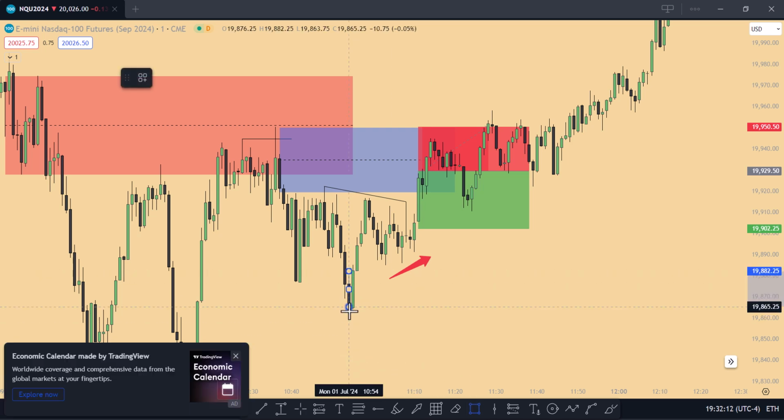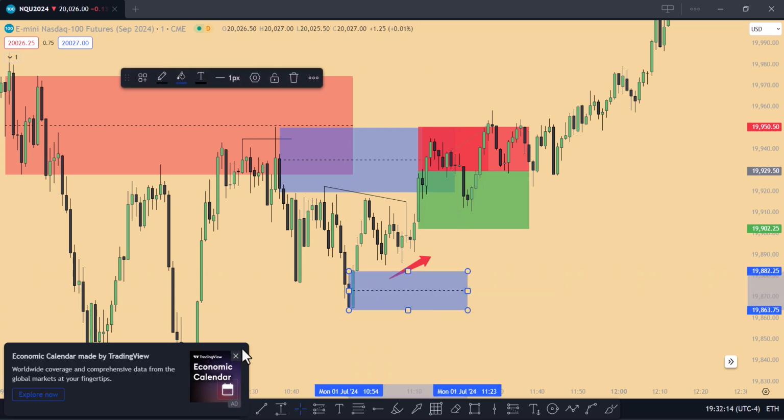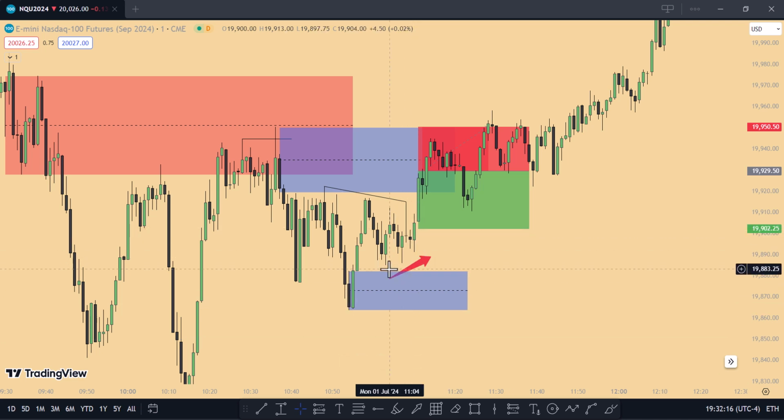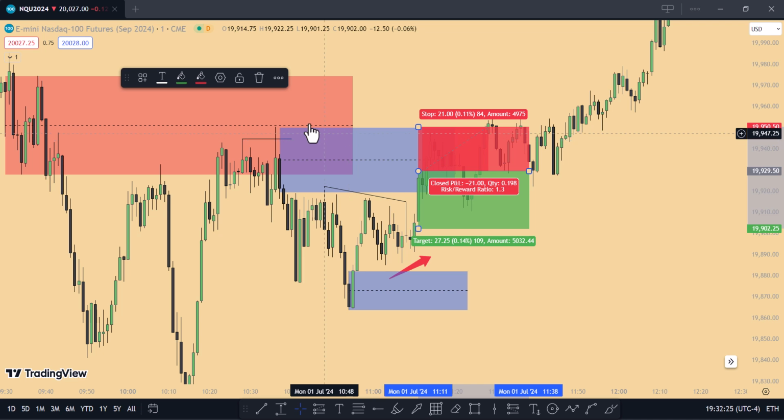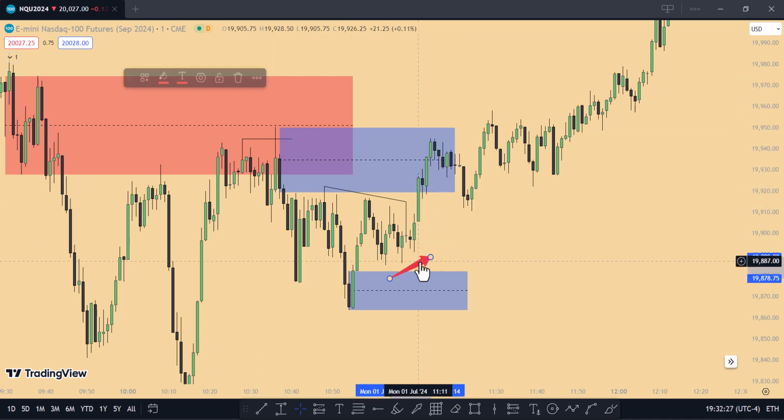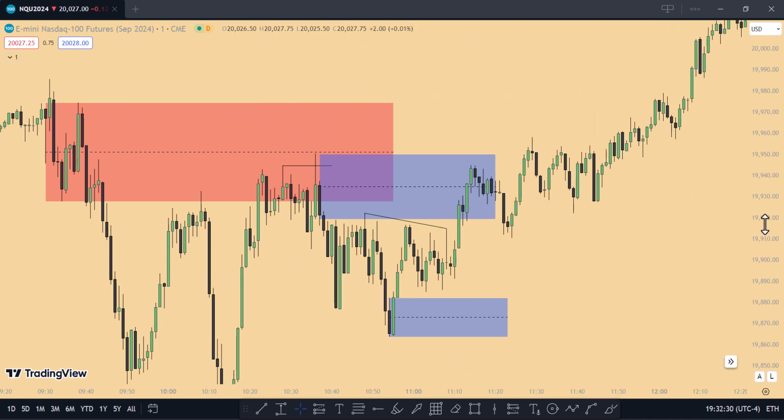So in my mind, I wanted to see price liquidate these lows right here, tap into this, and then trade higher, right? But this didn't happen right here, and this was the first loss. It was a decent setup, but it didn't happen, right?